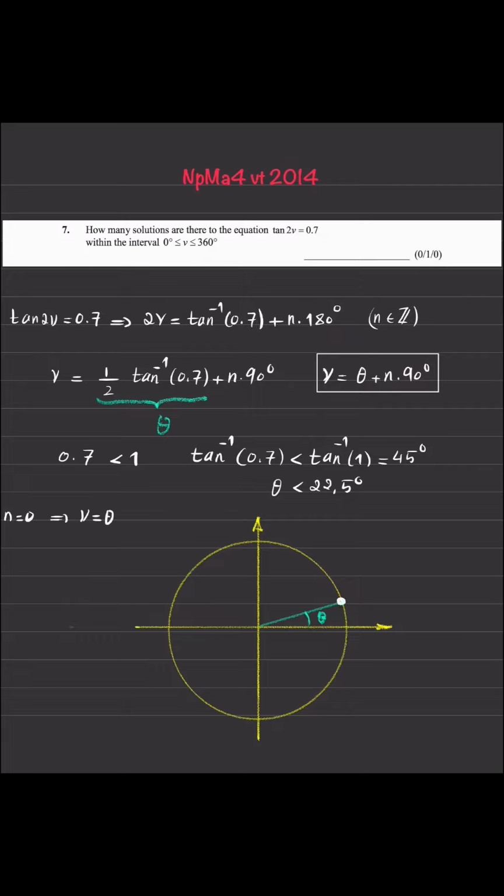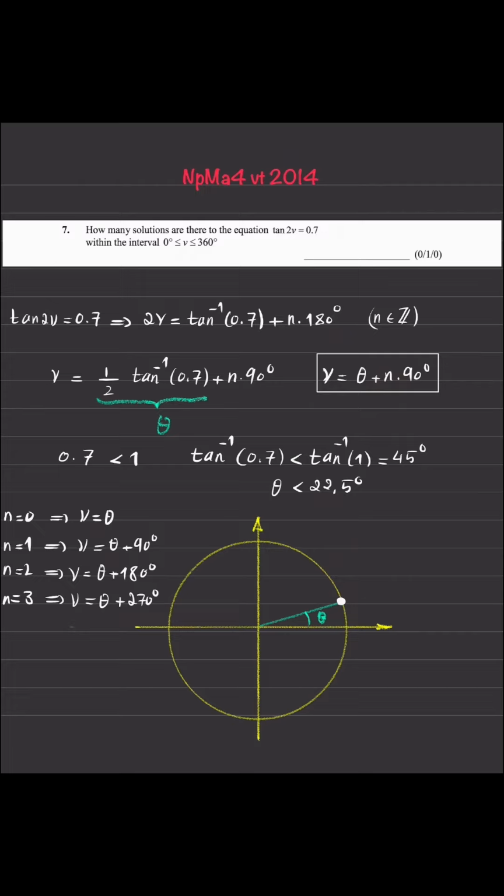Now I have to give n equal to 1 to see if it is acceptable. Then nu becomes theta plus 90 degrees. If I choose n equal to 2, then nu becomes theta plus 180 degrees. Still, this is acceptable because theta is less than 22.5. If I choose n to be 3, then nu becomes theta plus 270 degrees, which is still acceptable. But if I give n to be 4, this will go beyond 360 degrees. So this means that my equation has only 4 solutions within this interval.